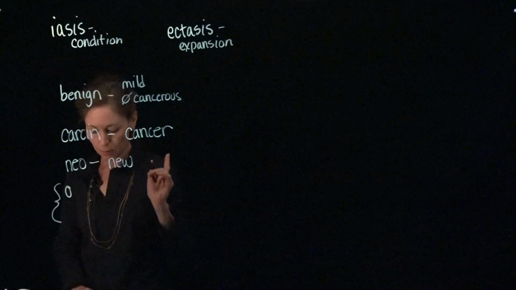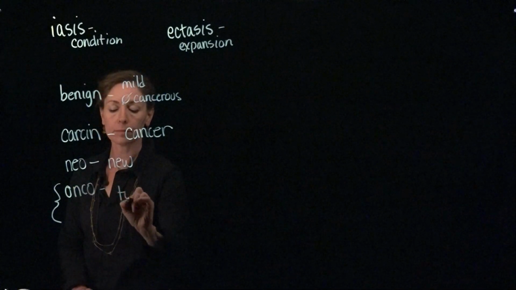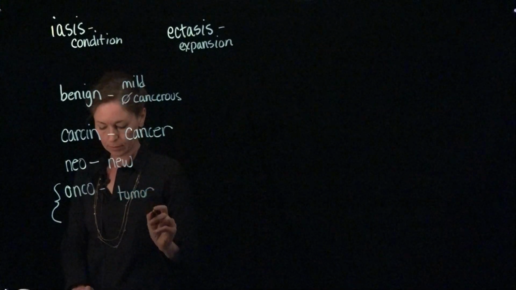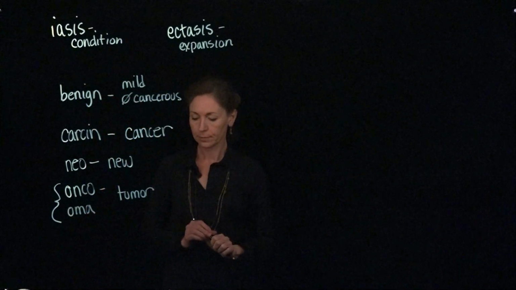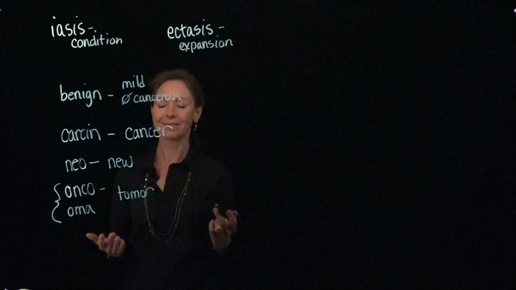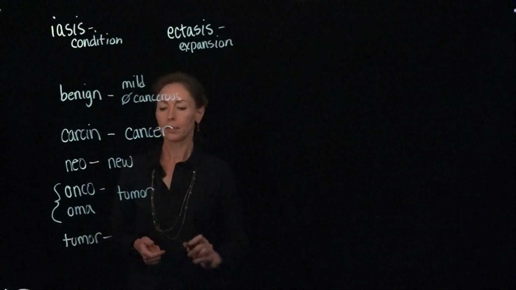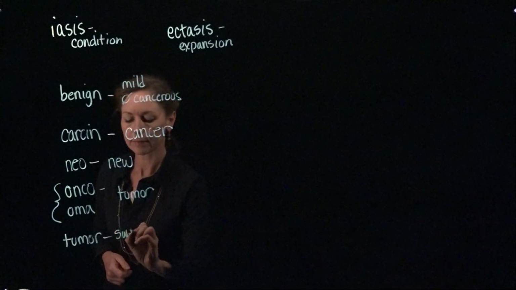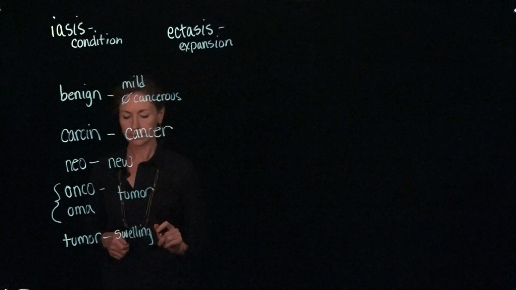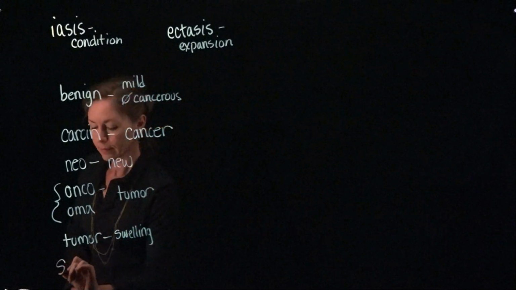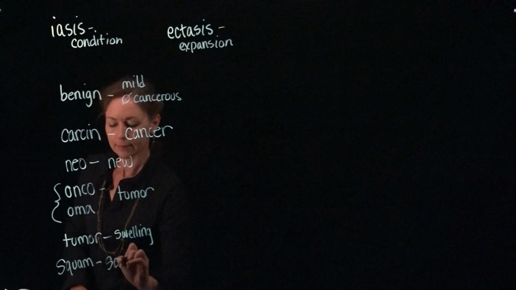Here's two you can put on the same card if you want. Onco means tumor. And oma means tumor. But what does tumor mean? So now make a card for tumor, because tumor means a swelling. So it's a swelling of something. Squam means scaly.